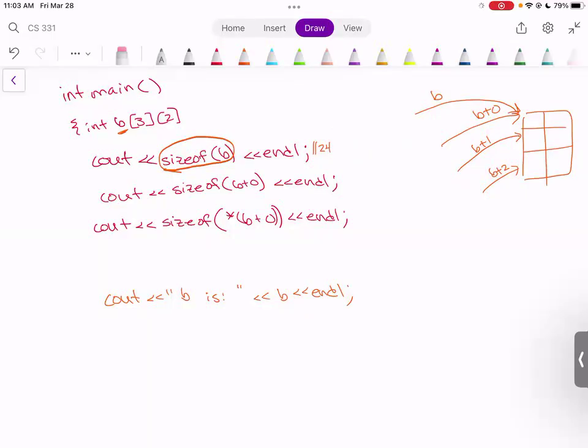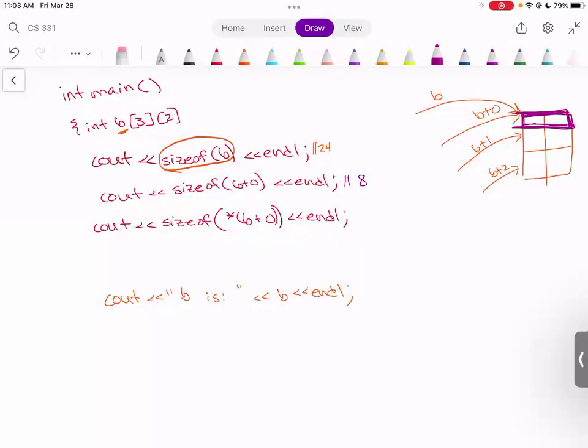Okay. Well, what about the size of B plus 0? That'd be 12. Why would it be 12? You're just multiplying it by the first one. Wait, no, not 12. 8. Yeah. 8. Good. B plus 0 refers to, let me use a different color, this area over here. The first row has 2 integers in it. So 2 times 4 is 8. Excellent. Okay. What about size of the dereference of B plus 0?